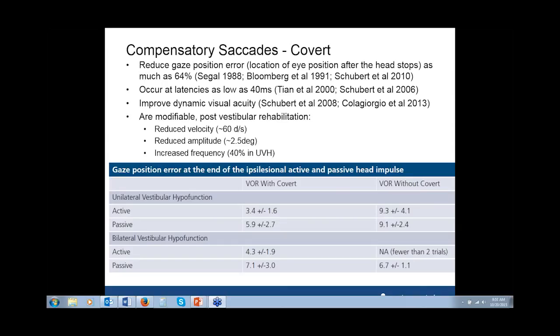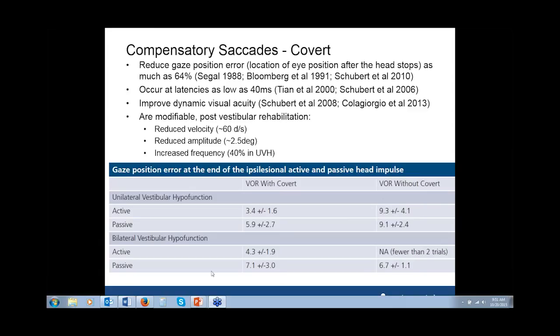So we believe that the covert and the overt saccades are markers for recovery of gaze stability, and markers that we will begin to be able to use to probably predict and/or identify that people have made good recovery with rehabilitation. So we've noticed that their velocity overall changes by about 60 degrees per second. Their amplitude has changed about 2.5 degrees, and they increase in frequency in folks with unilateral vestibular hypofunction. So there's more of them. The brain is recruiting them more often, it looks like.